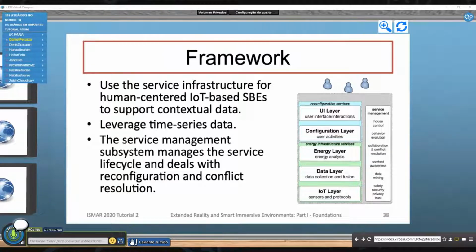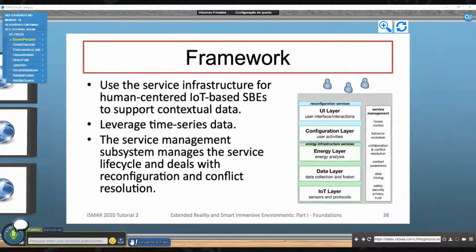And then we also need to observe user behavior evolution, for example, for aging in place. Perhaps we can detect some problems with, let's say, cognitive decline or some health problem, a change in activities, and so on. And of course, there is basic house control, something that's on the market already through traditional user interfaces.